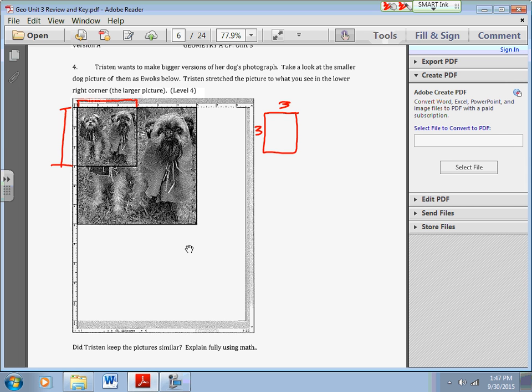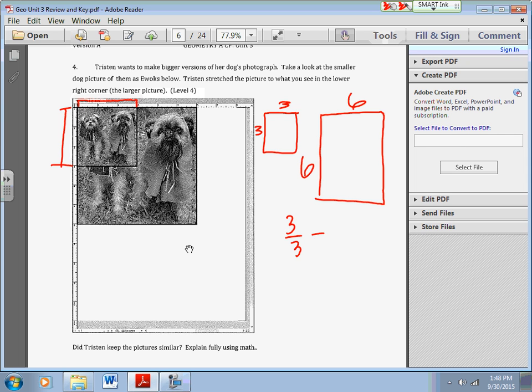That's a square, thank you for correcting me. You are correct, because all the sides are 3. It's not a rectangle. What are the dimensions of the enlargement? 6 by 6. Did the photograph get enlarged correctly? Yes, it's correct.